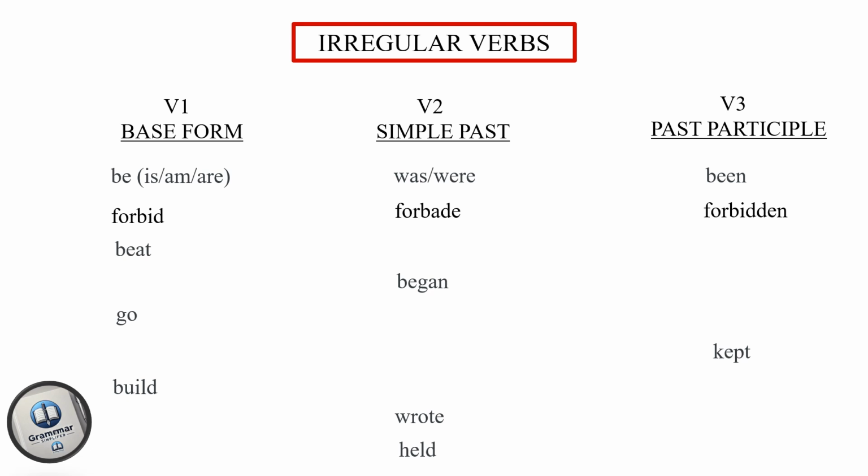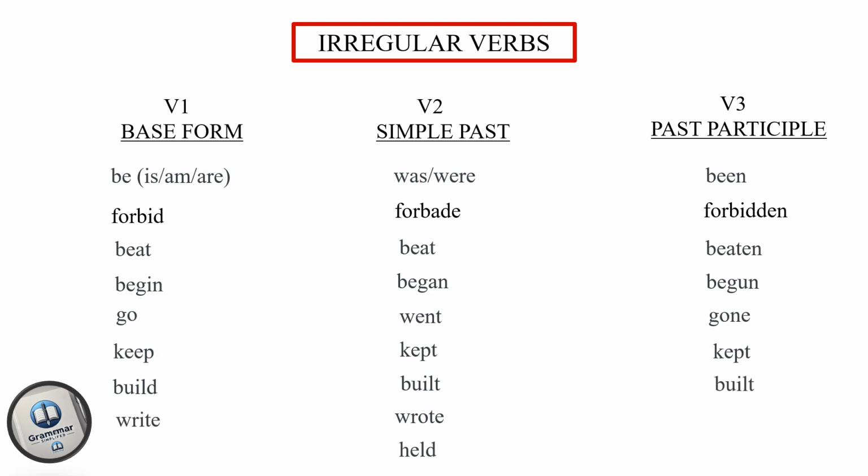For example, forbid, forbade, forbidden. Beat, beat, beaten. Begin, began, begun. Go, went, gone. Keep, kept, kept. Build, built, built. Write, wrote. What is the past participle form? Exactly, written. Hold, held, held.